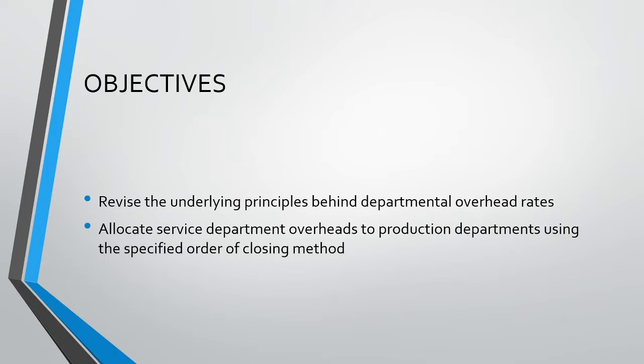Let us consider our learning objectives for this video. As with our previous video, we will begin by revising the underlying workings of the departmental overhead rates. Once we have done this, we will continue with the same example we have been using in our previous videos, this time using the repeated distribution method to allocate our service department overheads to the production departments.